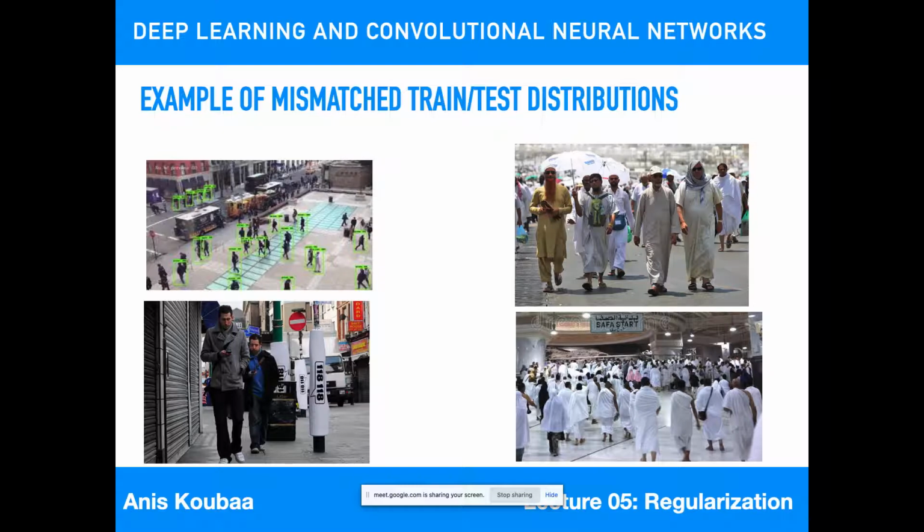Okay, so let me give you an example of mismatched distribution. Now imagine that you would like to develop a program that will identify people in the Hajj and Umrah context, like this here. And we did this example. Several of you have already worked with us on this example.